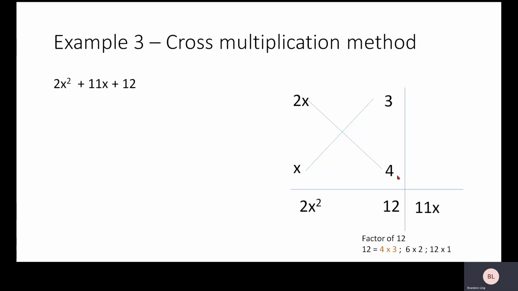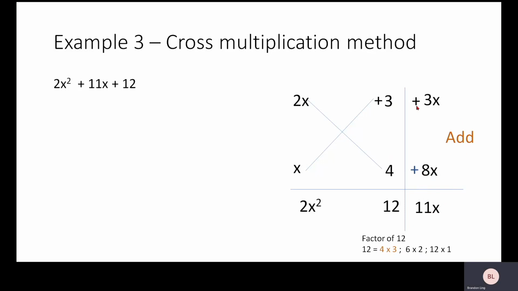3 and 4. So when you multiply 4 with 2x, you get 8x, and 3 with x, you get 3x here. Next, you need to add these two numbers together or minus to get 11. So essentially, you need to add plus here. So that's why I have written an add word here. So plus 3x plus 8x, you get 11x positive.